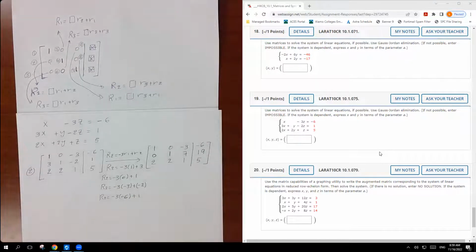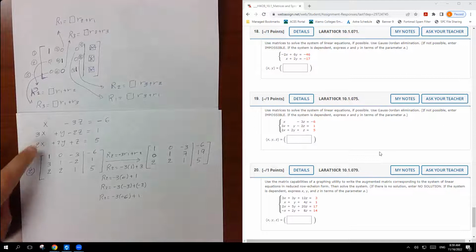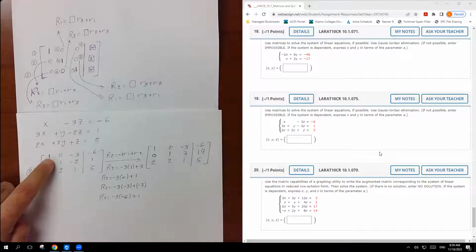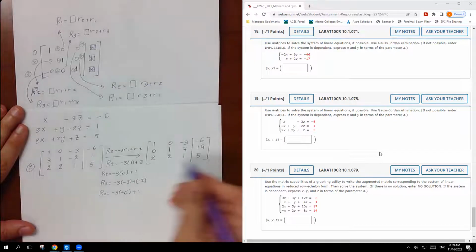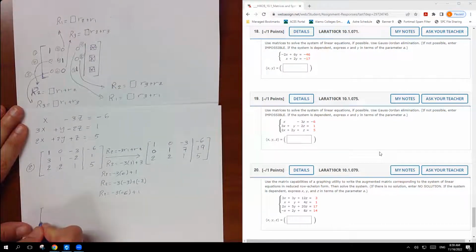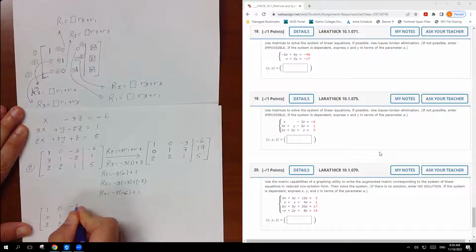So we're done from this step. Again, we didn't start from step 1 because the element here is already 1. So we don't have to divide everything by 1. It's not going to change anything. So we're going to start from step 2, which is convert this number to 0. The new matrix is going to be this one. 1, 0, 2, 0, 1, 2, and -3, 7, 1, -6, 19, and 5.